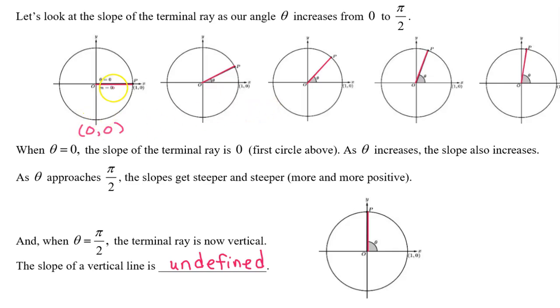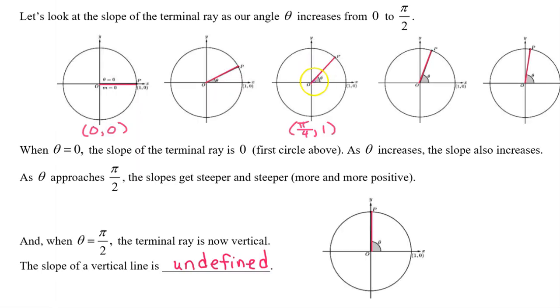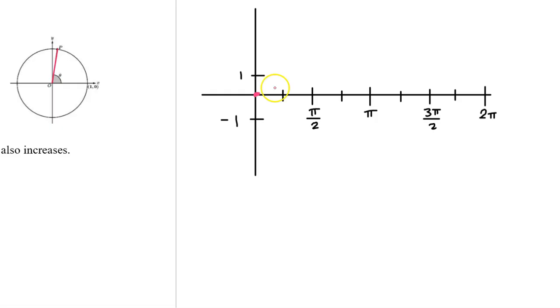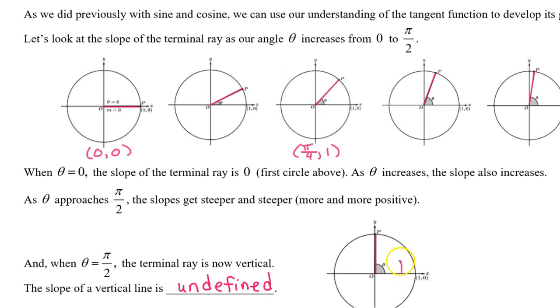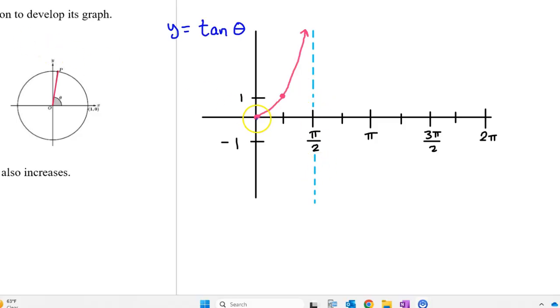At 0 radians, the slope and thus the tangent function was 0. So 0, 0 is the first point on the tangent function. At pi over 4 radians, the slope is 1. So tangent has a value of 1 at pi over 4. At pi over 2 radians, the slope is undefined. So the tangent function will have a vertical asymptote at pi over 2. So on the interval from 0 to pi over 2, the graph of tangent theta looks like this.